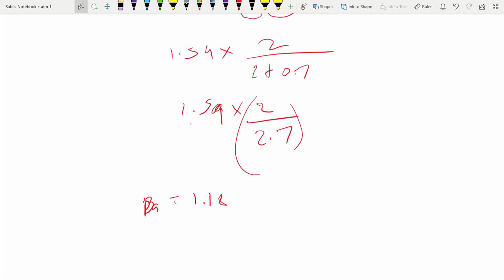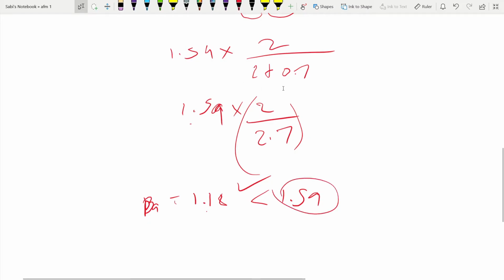How do you check it? Asset beta should be less than your equity beta. Equity beta is 1.59, asset beta is 1.18, so you are correct. Technically you are right; maybe figure-wise you could be wrong. But imagine if it was the other way around. If your asset beta was more than 1.59, you definitely know something is wrong. It cannot be. And most of the time when it's wrong, let me tell you from experience, it is because your calculation is wrong.